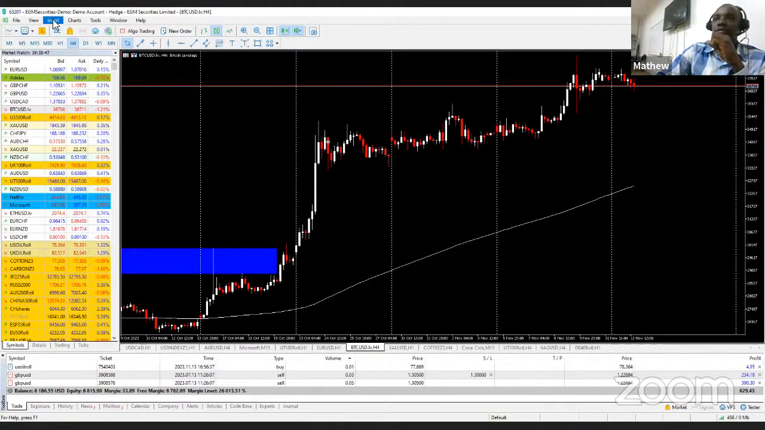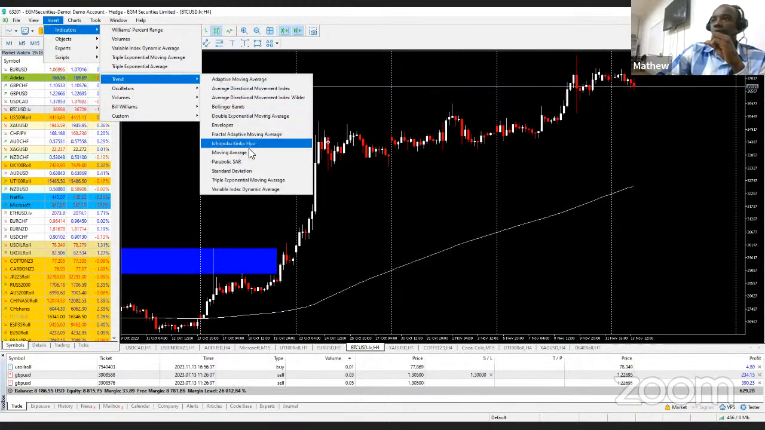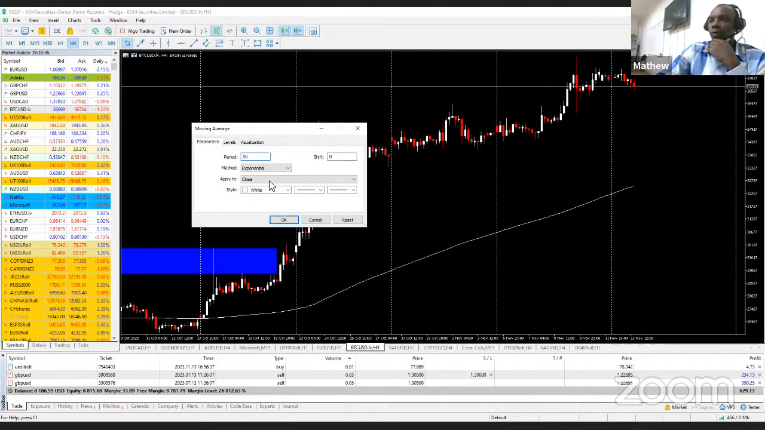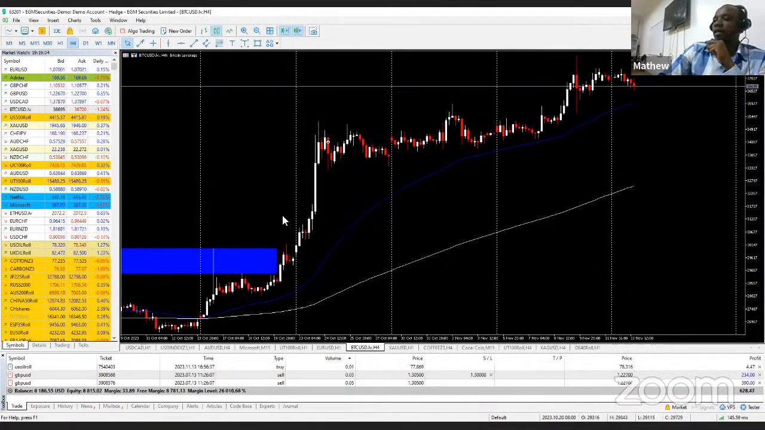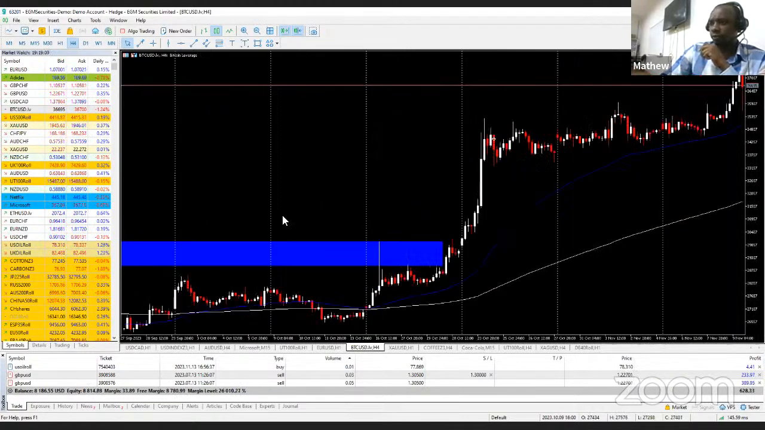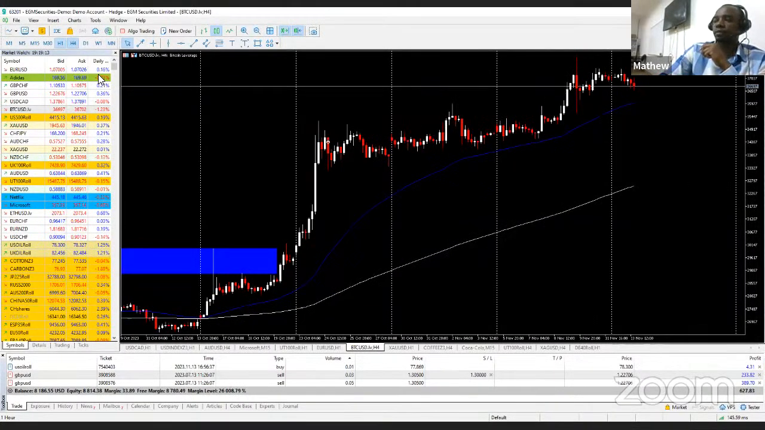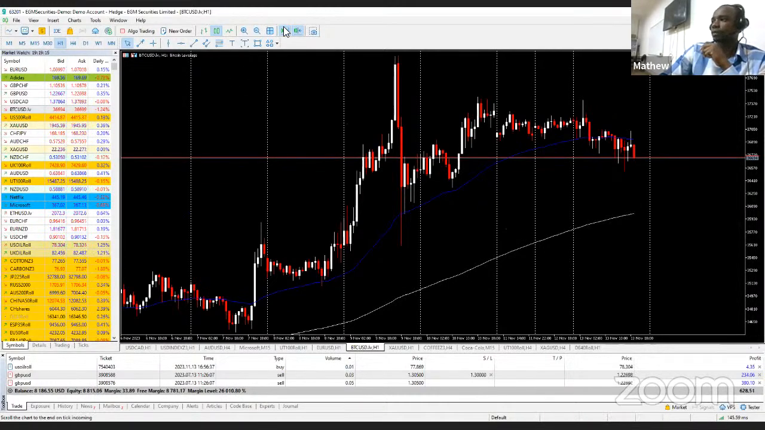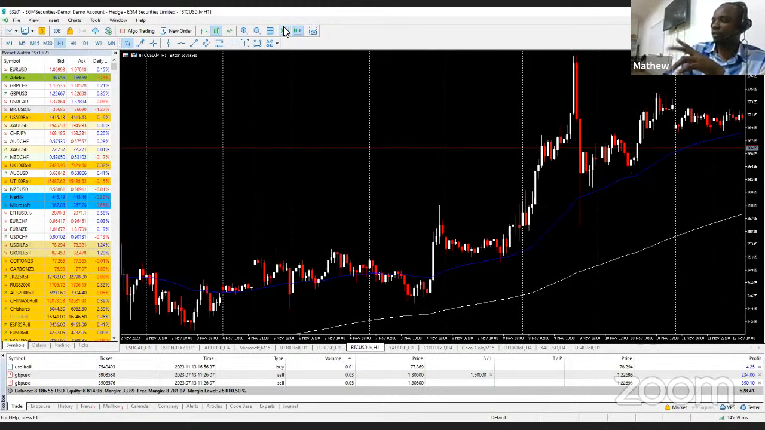Now let's install the 50 EMA: indicator, trend, moving average, 50, exponential, color, we'll choose blue, and then say okay. So we can see the blue, the 50 EMA. So let's go to H1. So we can see price moving on the 50 EMA.